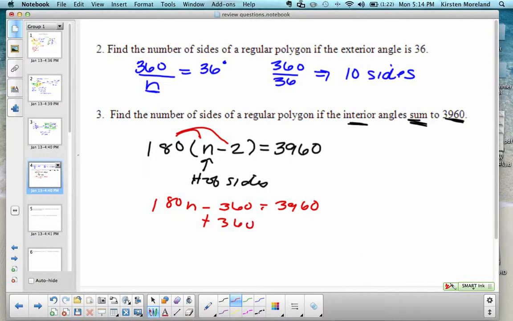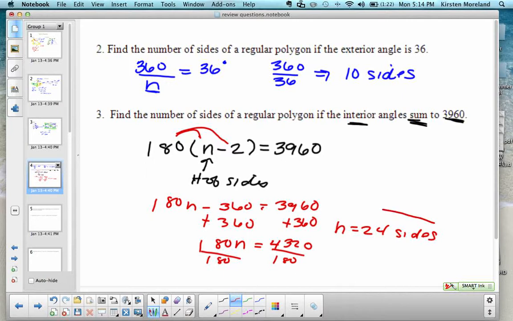Add the 360 over. You get 180n equals 4,320. Dividing by 180, n equals 24 sides. So the shape we have here is a 24-sided shape.